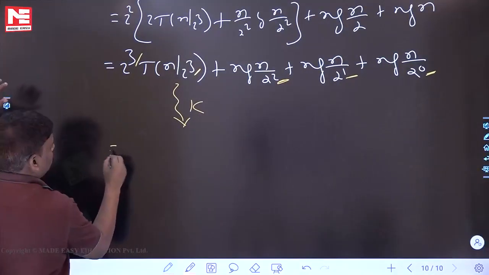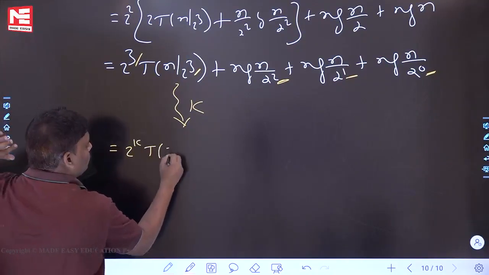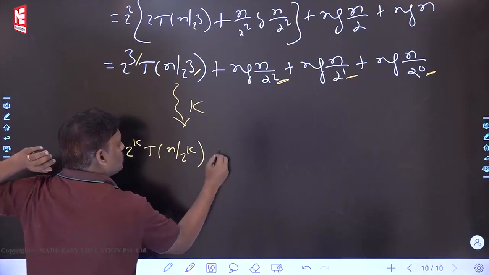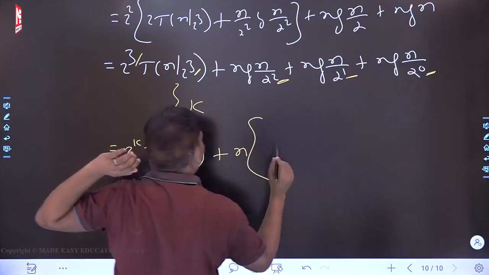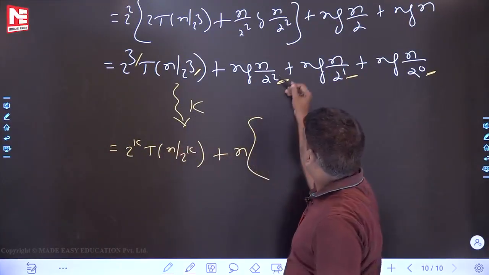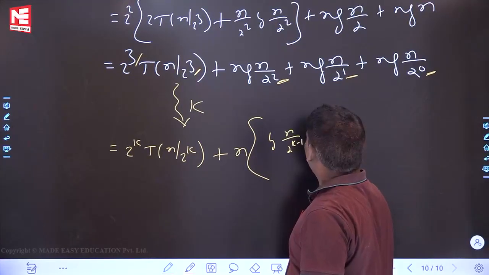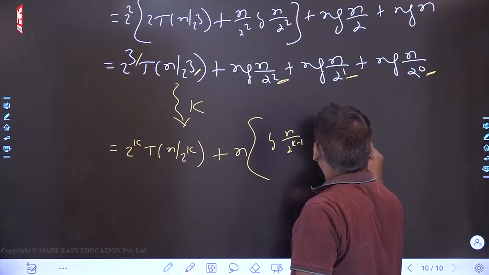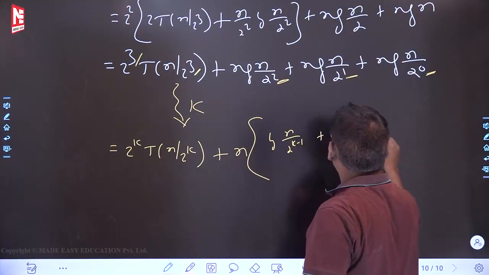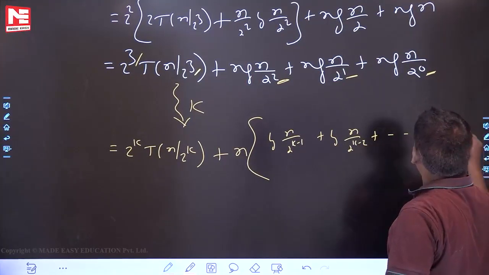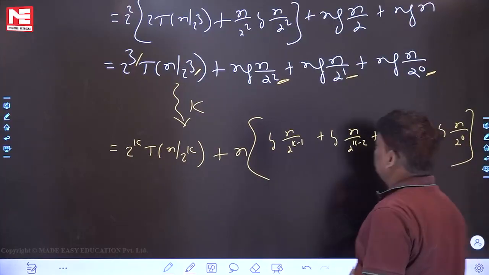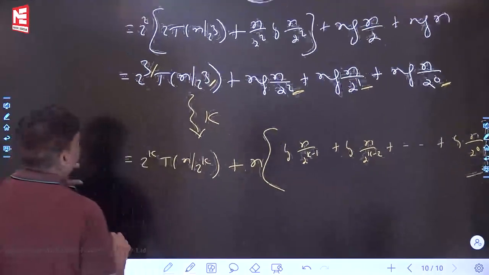K times, it will go 2 power k T(n/2 power k) plus n common. What is the remaining? It is k, so it is k minus 1. What is the answer? Log(n/2 power k minus 1), log(n/2 power k minus 2). It is decreasing. Lastly, log(n/2 power 0). Find the k value.